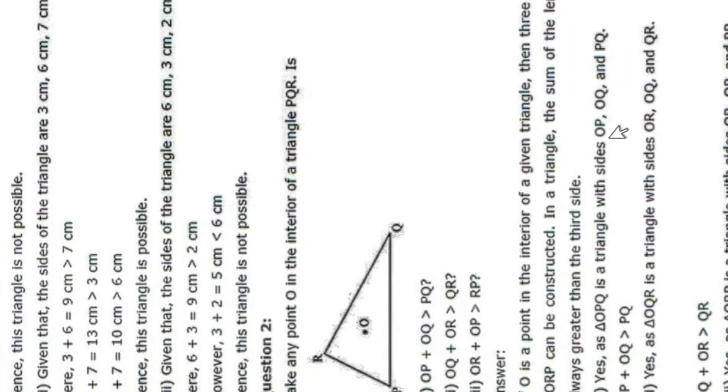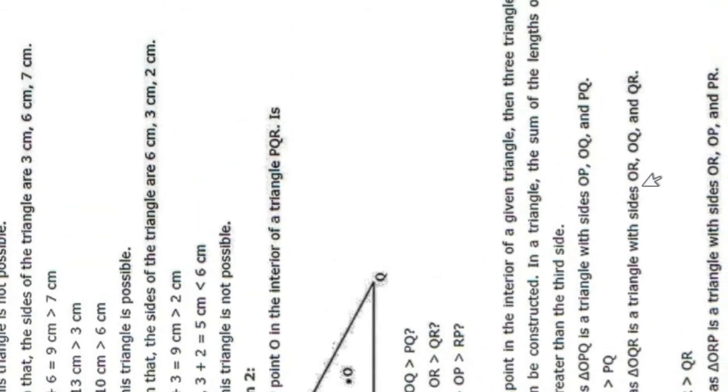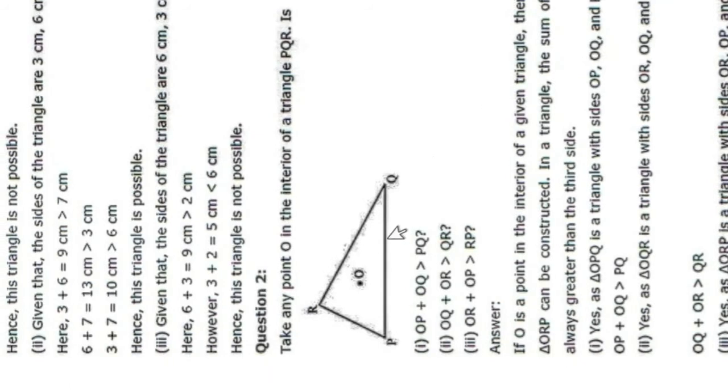OP, OQ and PQ. So, OP plus OQ is greater than PQ. So, triangle OQR also is a triangle. OQR is a triangle with the sides OQ, OR and QR. So, it is also clear that OQ plus OR is greater than QR. So, this statement is correct.